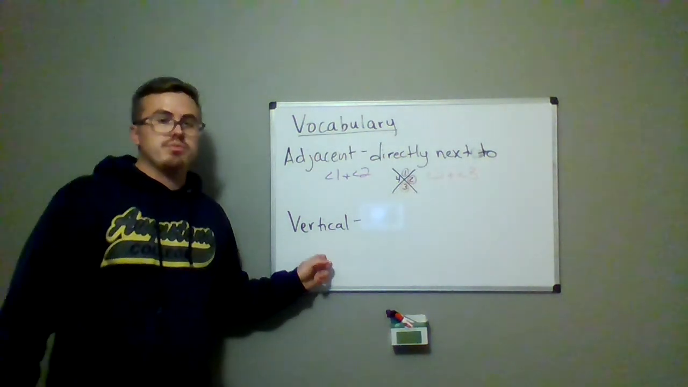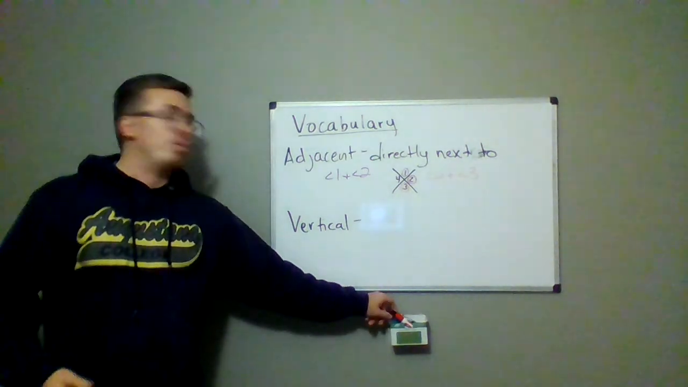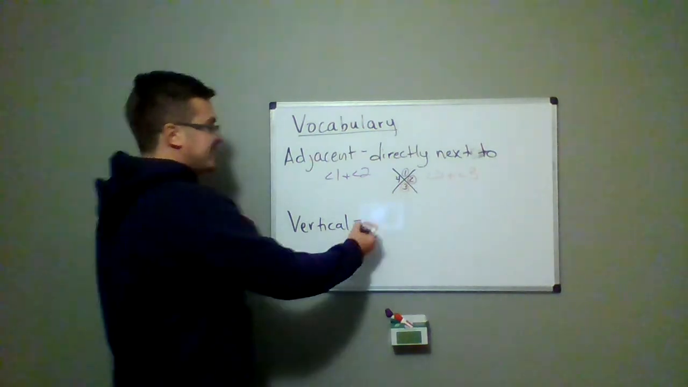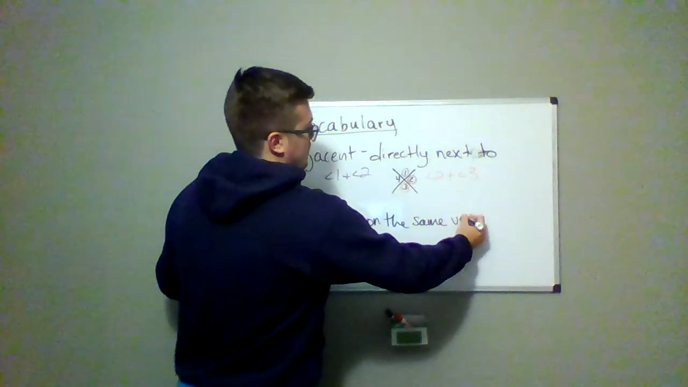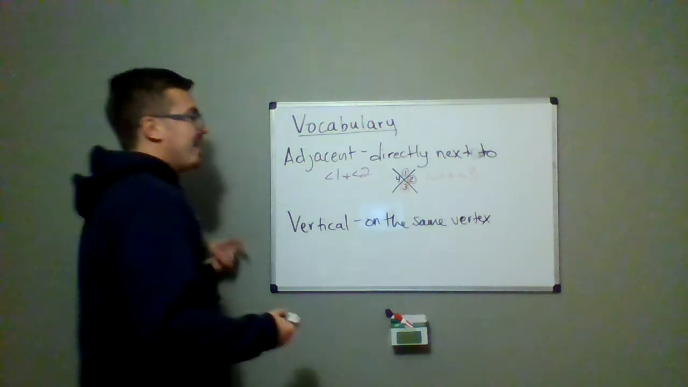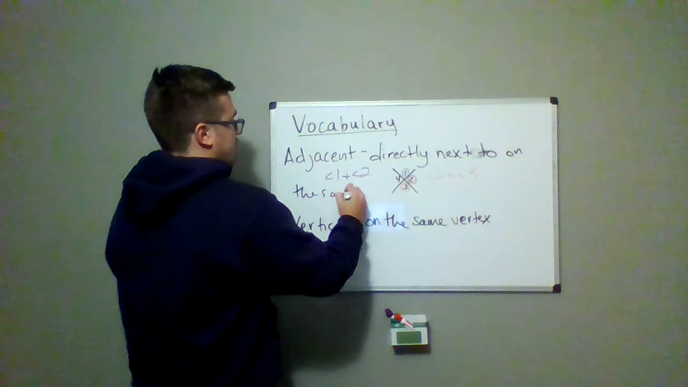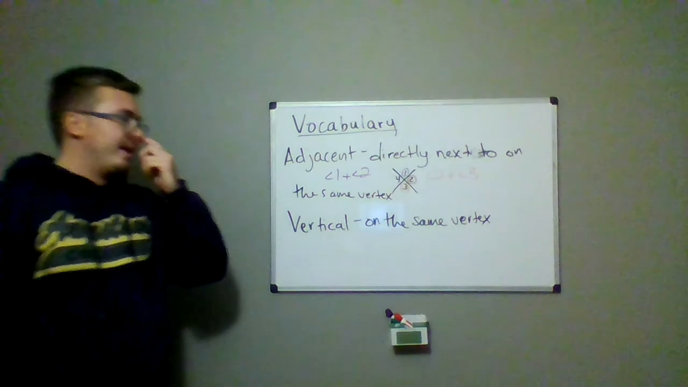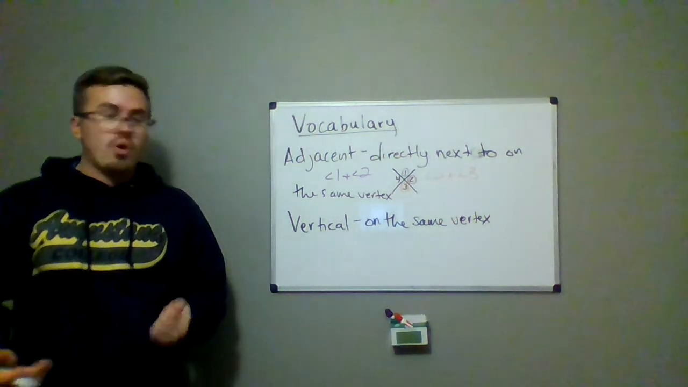And then we've got this word vertical, which we've already looked at with parallel lines and transversals. But I want to make sure we're using our new definition to determine what that looks like. So vertical means that it's on the same vertex. And in fact, adjacent also means it's got to be on the same vertex. So directly next to, on the same vertex. So for vertical angles, it's on the same vertex, and it's just not adjacent. It's directly across from.